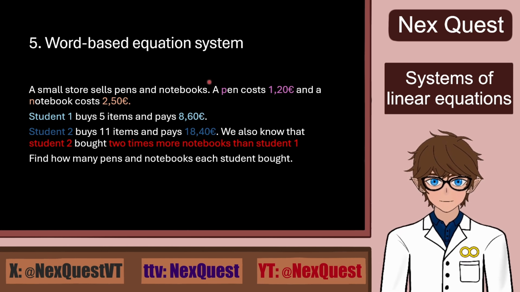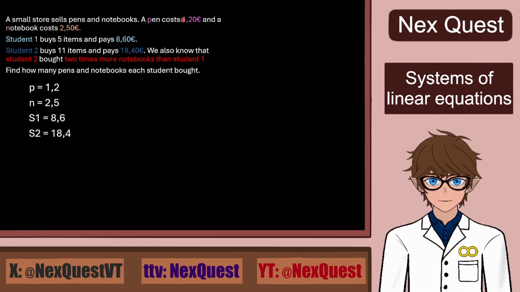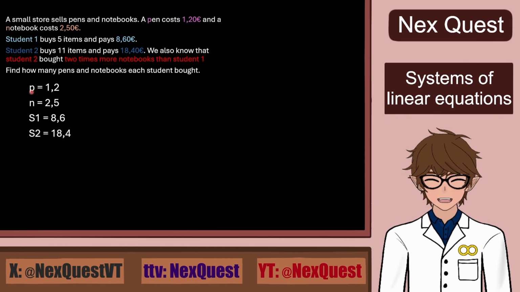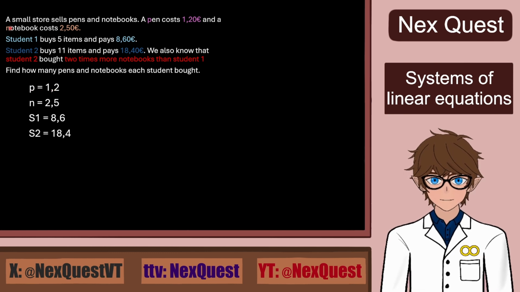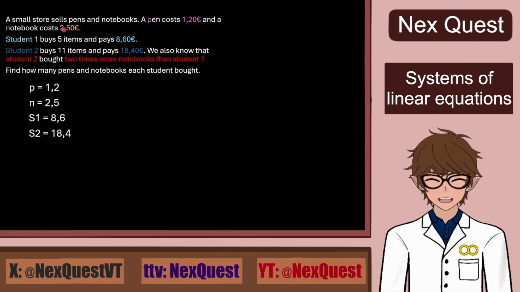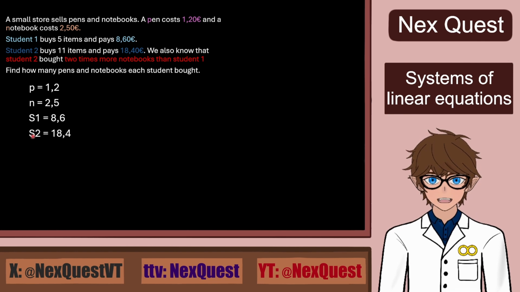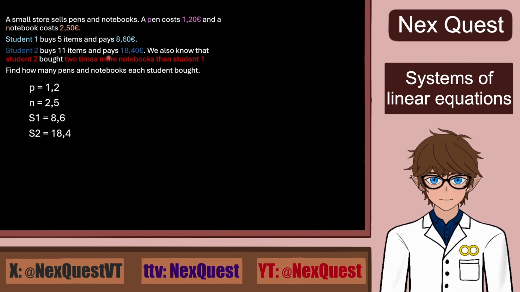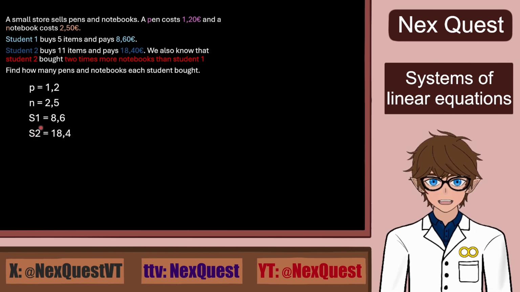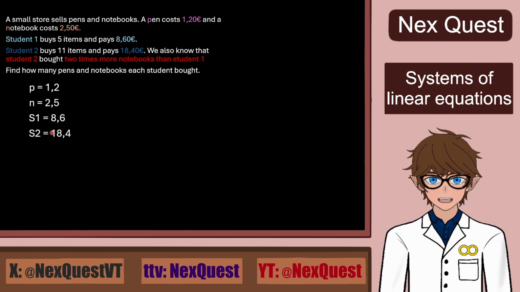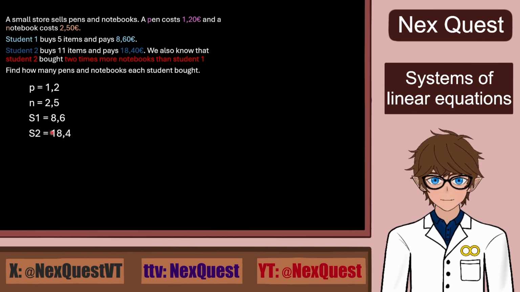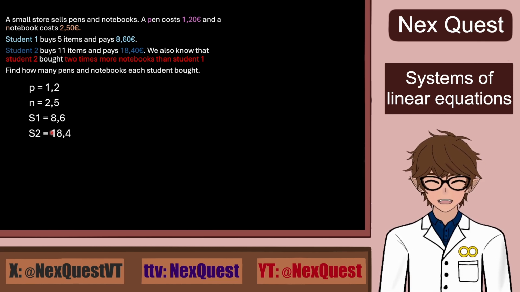So I assigned the value of 1.2 to P, which stands for pens, and N stands for notebooks, which has a value of 2.5. I assigned S1, for student 1, the value 8.6, which is the amount of money he spent, and S2 for student 2 is 18.4, because that's how much money he spent. Now let's first see what equation or equations we can write for student number 1.